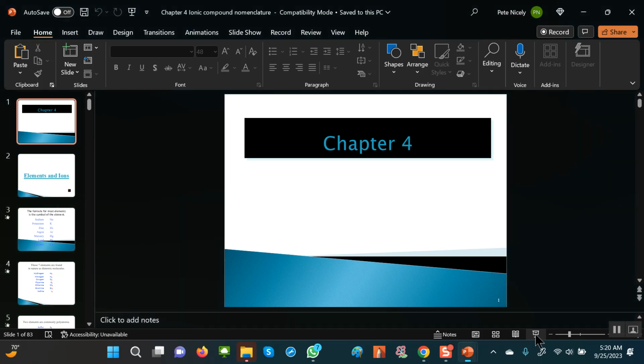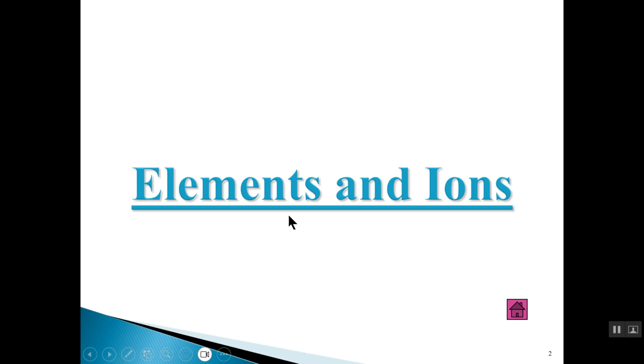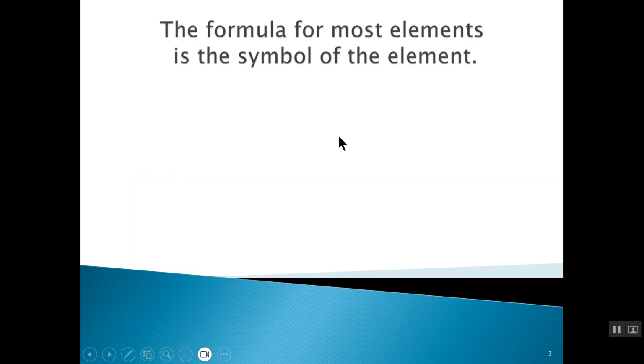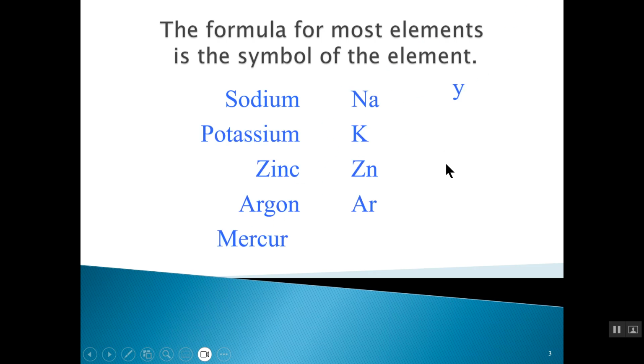So let's start with talking about elements and ions. I think we discussed elements already. Elements, we said, were substances that cannot be broken down into anything simpler chemically. In terms of how we represent them in chemistry in a shorthand fashion, we use their symbols. The symbols can be found in the periodic table, and these are just a few examples of different elements and their symbols.